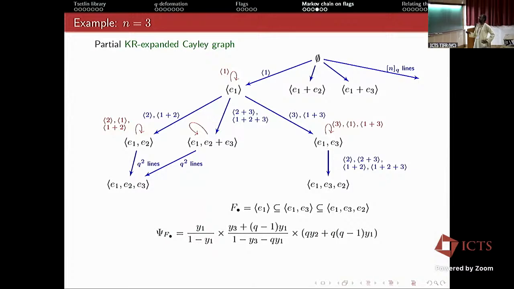And now you cannot apply 1. So you get a y3 for this 3. And for 1 plus 3, there's a factor of q here. So you get q minus 1 different things, because that coefficient in front of 1 cannot be 0. And then again, you can repeat 3's, 1's, 1 plus 3. So you get this bottom part.